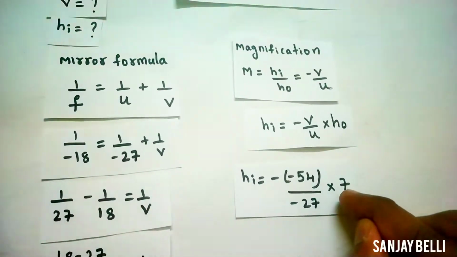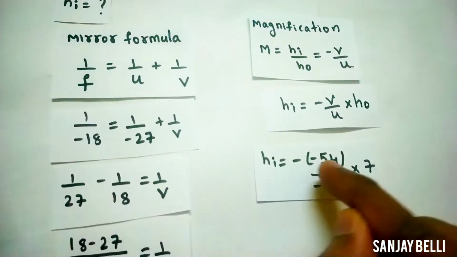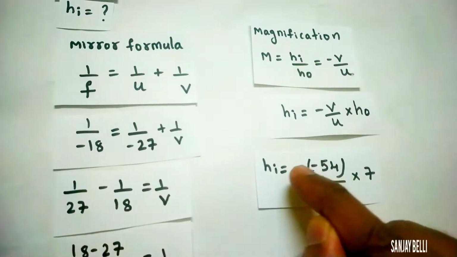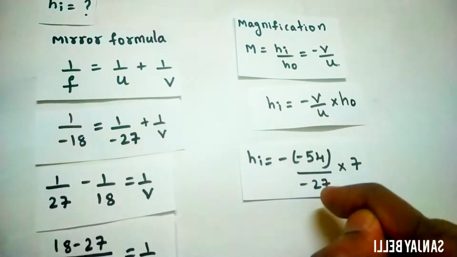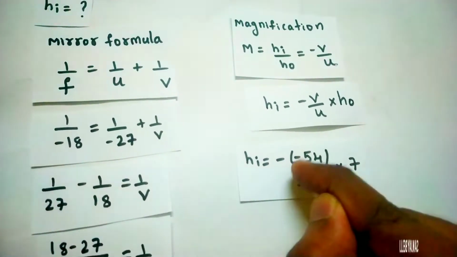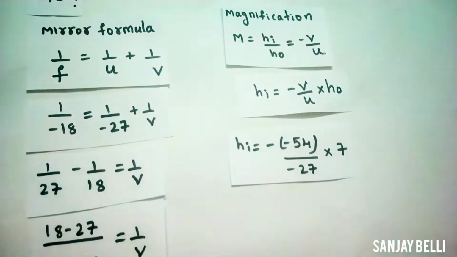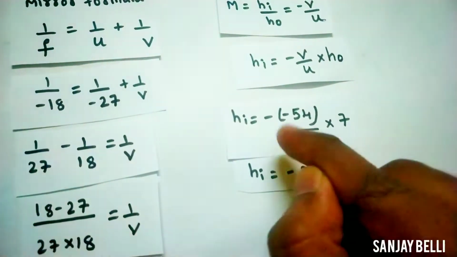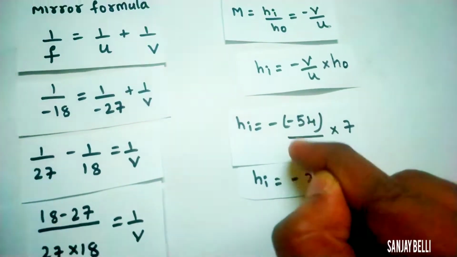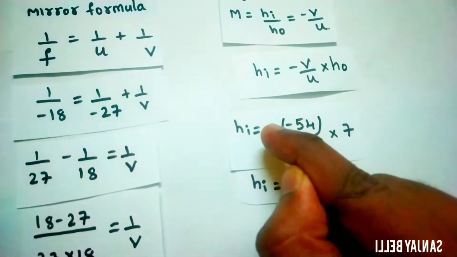And what about H naught? It's 7. Okay, so here minus into minus is plus. Okay, minus into minus is a plus. 27 ones are 27, 27 twos are 54. So then Hi equals minus 2 into 7. How did we get this? Minus into minus is plus. Again here in the denominator you have minus, so the minus gets cancelled. Here minus will be left.